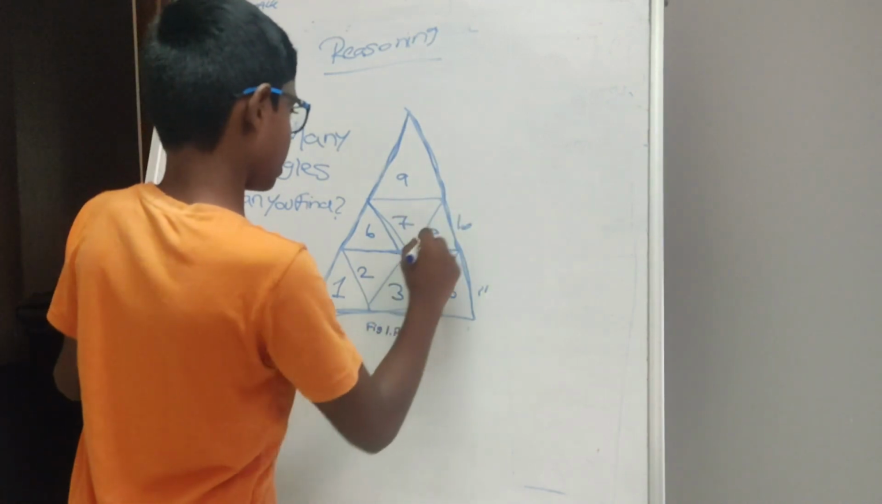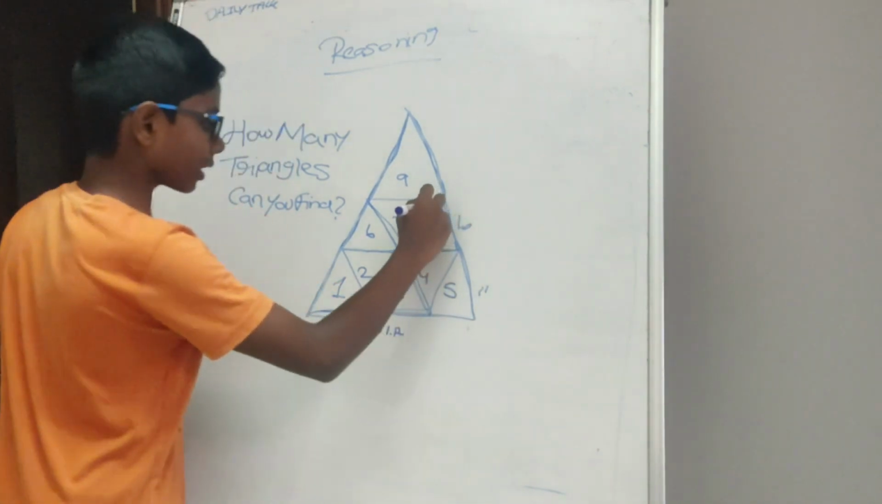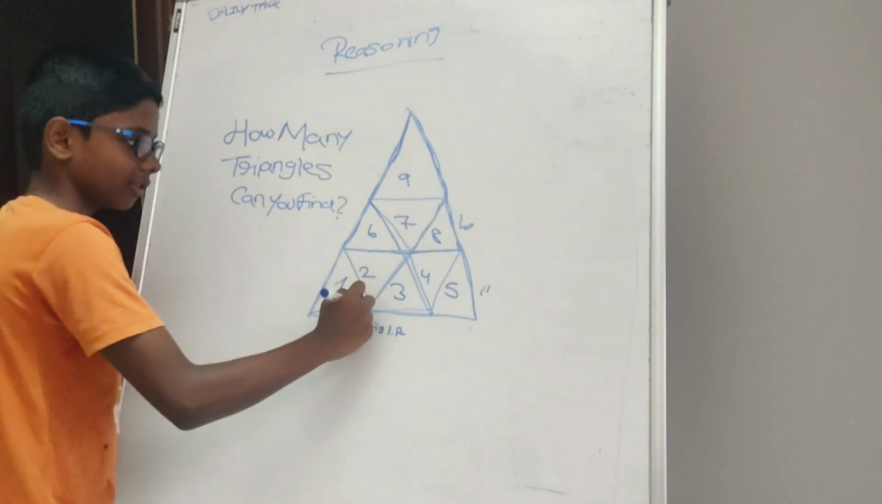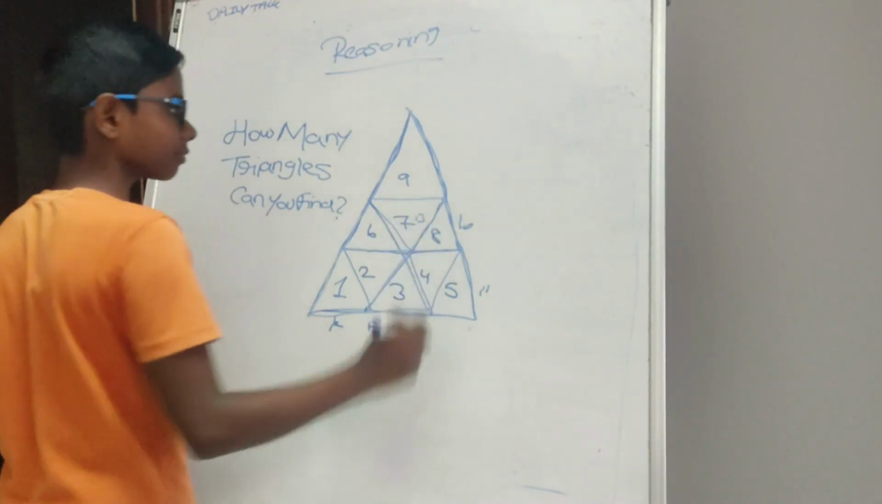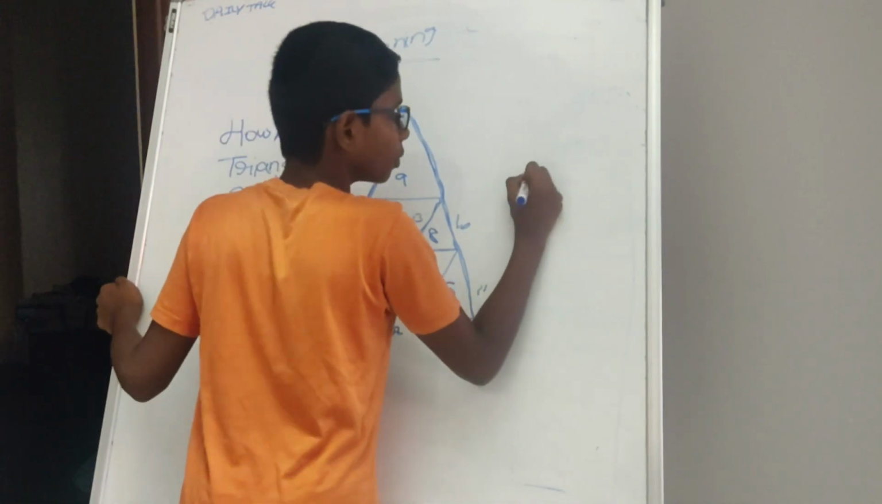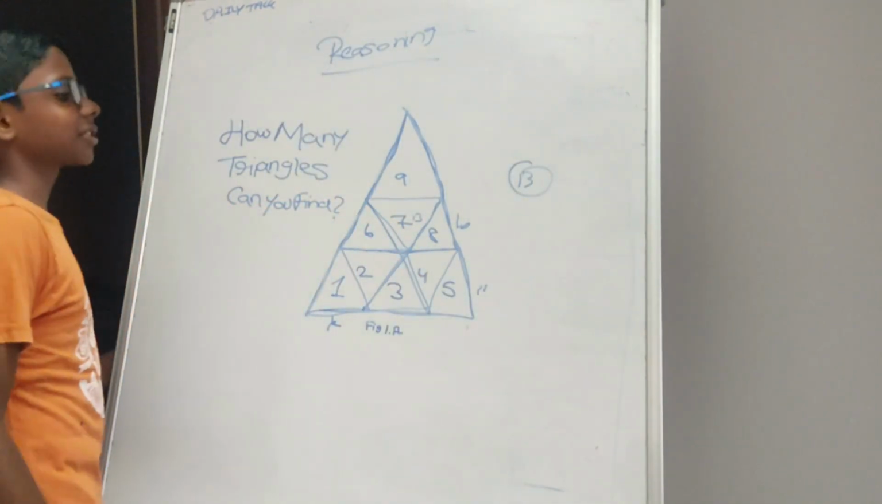Where is it? Okay guys, we see a triangle here. So this is triangle 13. So in total, we can find 13 triangles in this case.